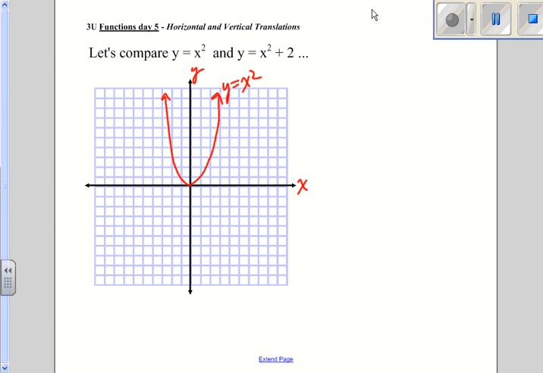Y equals x squared plus 2 had that vertex 2 upwards. It would be really great for you to have a copy of this in your notes if you've got graph paper. Y equals x squared, and Christmas colors, y equals x squared plus 2.